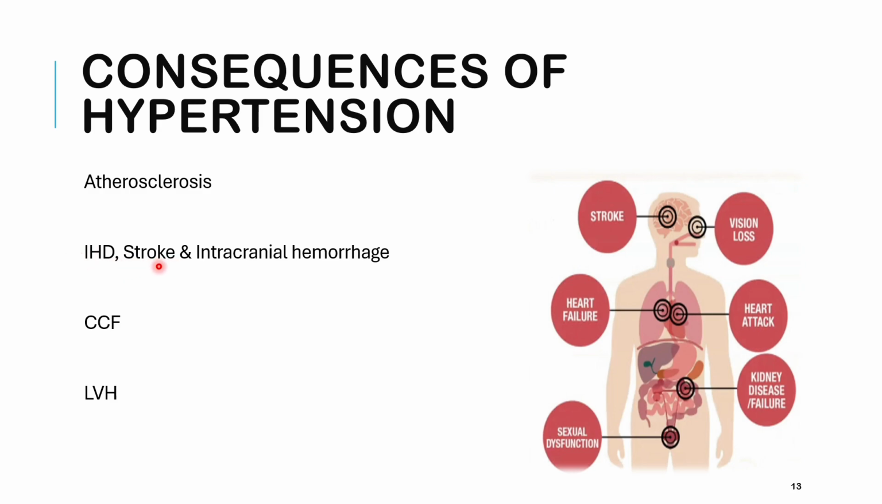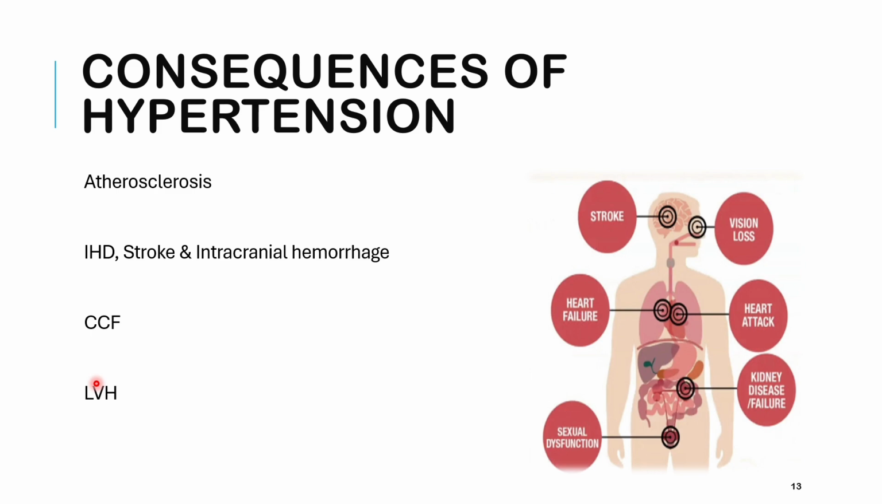If your cerebral artery is affected, then you can have a stroke. You can have less blood supply to the brain, so you can have a stroke. Intracranial hemorrhage because of vessel rupture can occur. And because of hypertension, the heart needs to pump more. So ultimately you can have a ventricular hypertrophy as well, right?